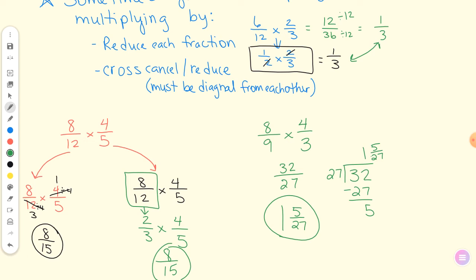Okay, good on multiply? Okay, let's move on to divide. Notice on multiply, did we flip anything? Did we change anything? No, we just reduced.